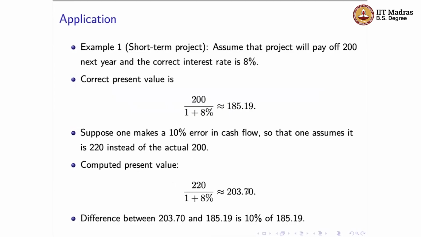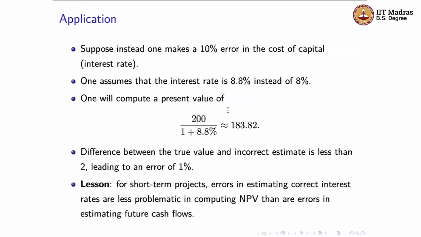So that's around 233.70, right? So this difference you can actually compute, and you can see that this is basically going to be 10% of this actual correct present value, right? So you're off by 10% in terms of your actual calculation, right?